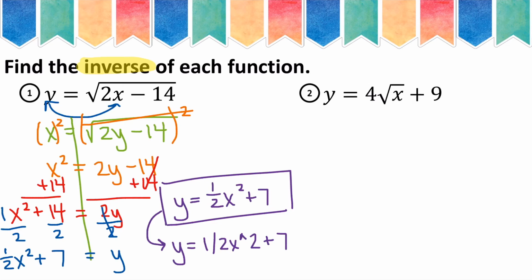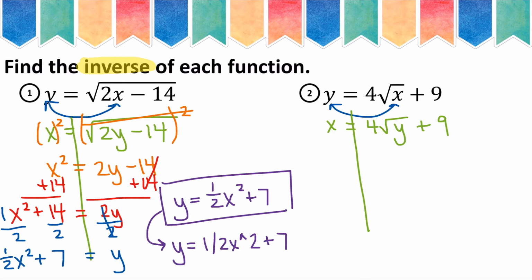Let's look at the second example. Again, inverse means that the x and the y need to change spots. So this problem becomes x equals 4 square root y plus 9. And now we need to get y by itself.